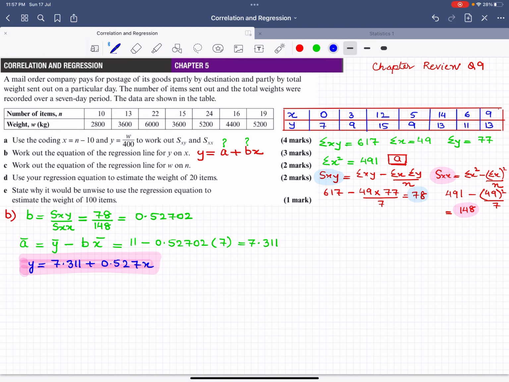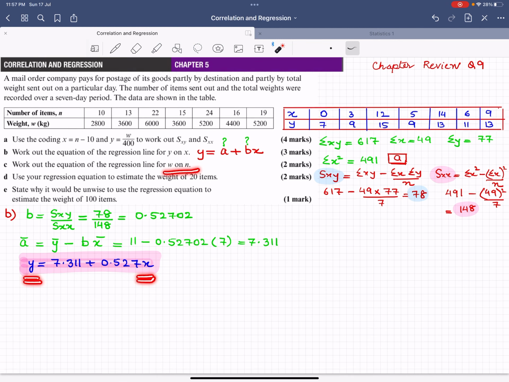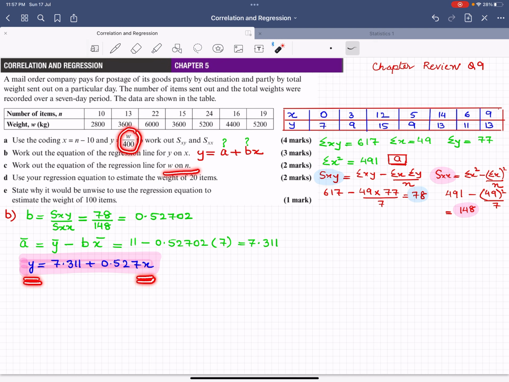Moving on to part C, work out the equation of regression line of w on n. Now we have got the equation of regression line of y on x. Now we can use the coding to find the equation of the regression line of w on n, and all we need to do is to replace the y with w upon 400, as y is w upon 400, and to replace the x with n minus 10. So let's do that to find the answer for part C.